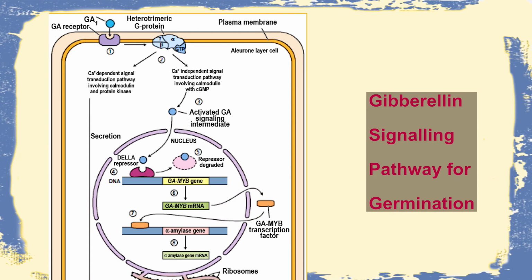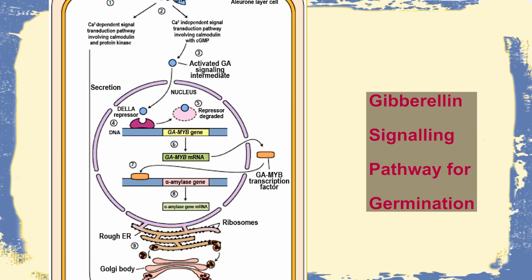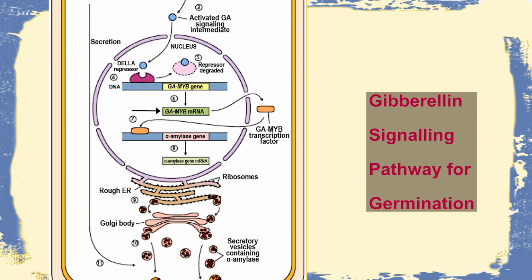This DELLA repressor represses the transcription of GAMYB. When the signaling molecule binds to DELLA, it is inactivated and dissociates from the gene. This allows the expression of the GAMYB gene. The mRNA that is transcribed goes to the cytoplasm where it is translated, and the GAMYB transcription factor then re-enters the nucleus where it binds and activates the hydrolyzing enzyme genes such as alpha amylase, etc.